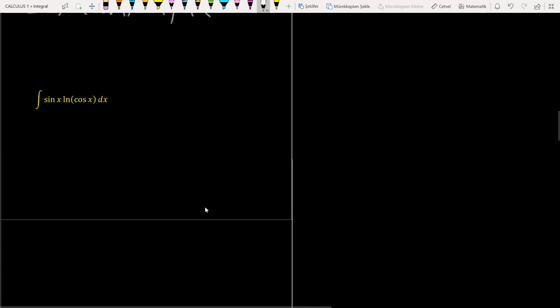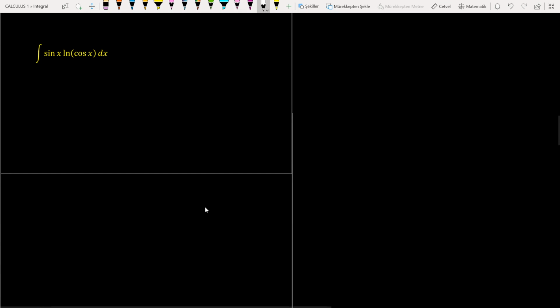Let's look at another example. So we have now a more complicated question. Sin x ln of cosine x dx. So we have an ln function and a trigonometric function. Okay, so since logarithmic function comes first, u must be the logarithmic function, ln cosine x.